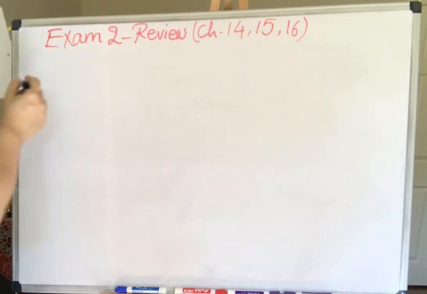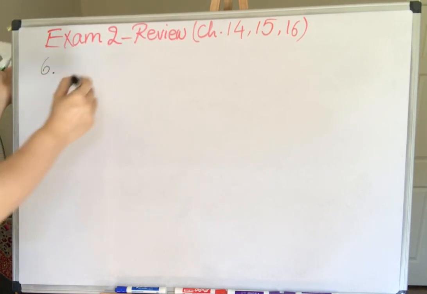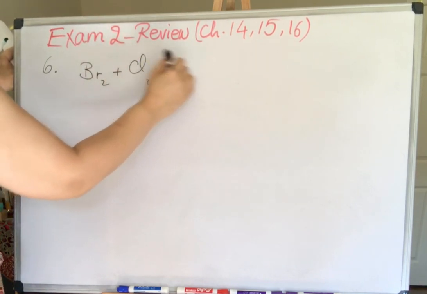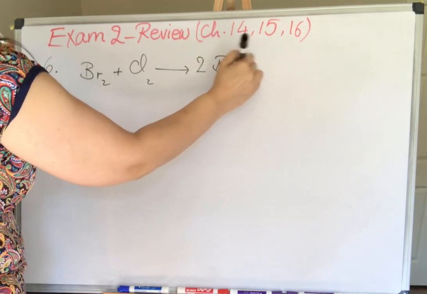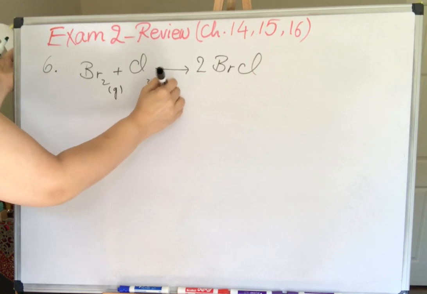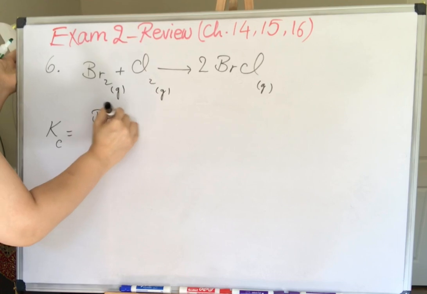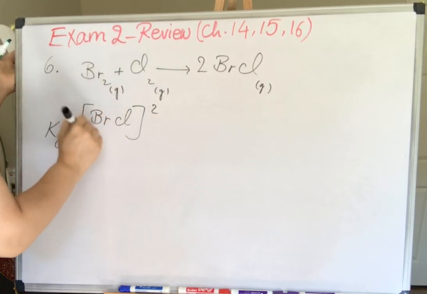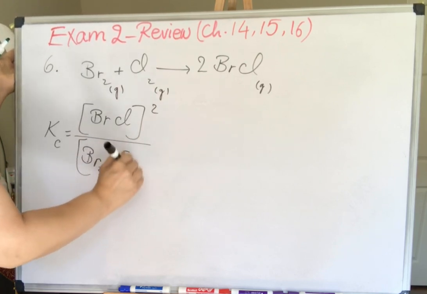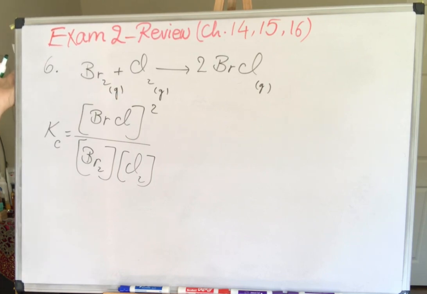Question number 6 is asking for the amount of Kc for this reaction: Br2 plus Cl2 gives 2BrCl. They're all in a gaseous state, which is important in writing Kc. So Kc is BrCl squared divided by Br2 times Cl2, right?